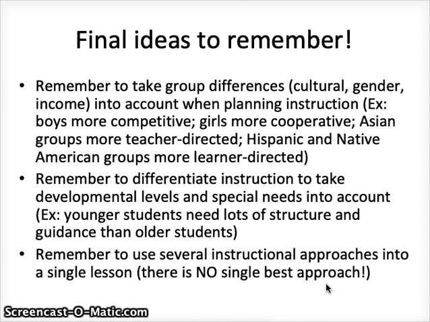Okay, and then finally, to remember that there is no single best approach to instruction. There's so many approaches out there and different ways of teaching and strategies to use that it is best to try to use multiple instructional approaches even in a single lesson, so that we can hit upon all of the differences within that group of students that we are teaching. Okay, so that last and final idea is a really important one to remember and will help you with your planning and then with your actual implementation of your lesson plan.